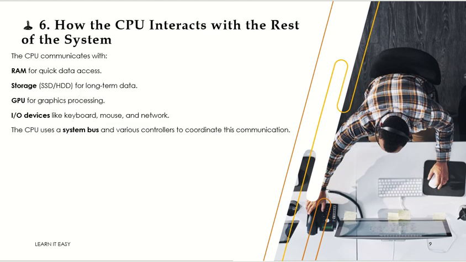How does the CPU interact with the rest of the system? The CPU communicates with RAM, storage, GPU, and input output devices. RAM for quick data access, storage for long-term data, GPU for graphics processing, and input output devices like keyboard, mouse, and network. The CPU uses buses and various controls to coordinate this communication.